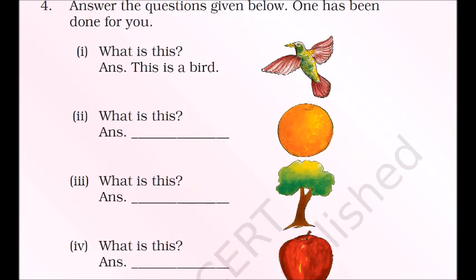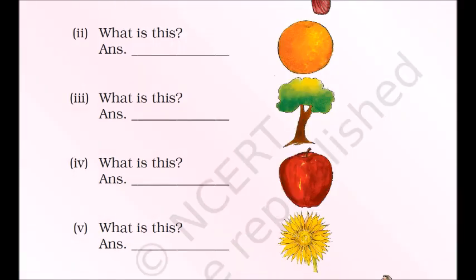Answer the questions given below. One has been done for you. What is this? ये क्या है? This is a bird. ये एक चिड़िया है, पक्षी है. What is this? This is an orange. What is this? This is a tree. What is this? This is an apple. What is this? This is a flower.